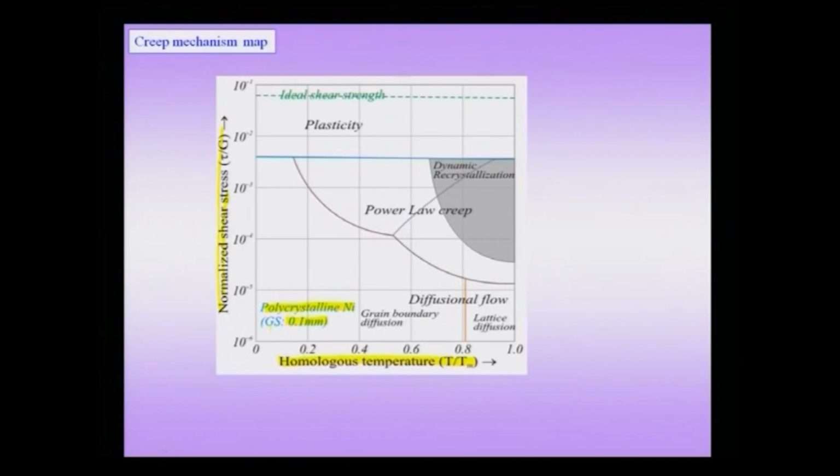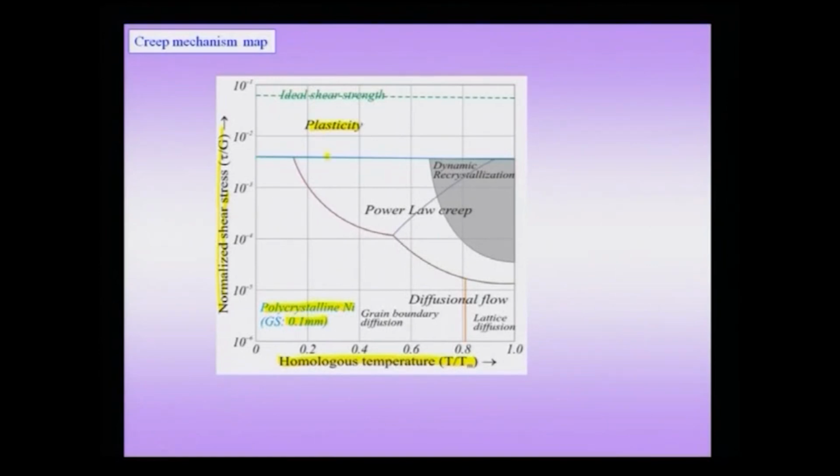I can see that there are various regions wherein different mechanisms are operative, like of course at high stress values, plasticity. So, this is the dividing line above which you will have plastic deformation, which is the normal plastic deformation you expect.